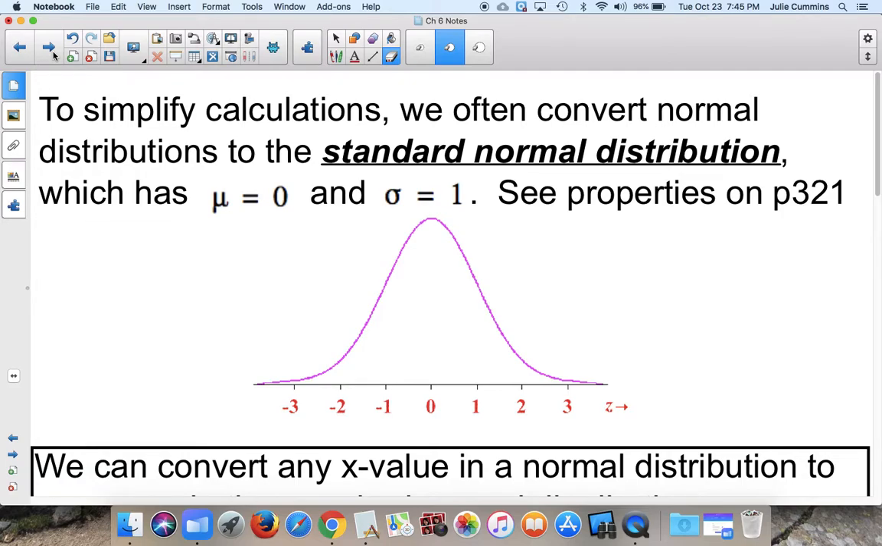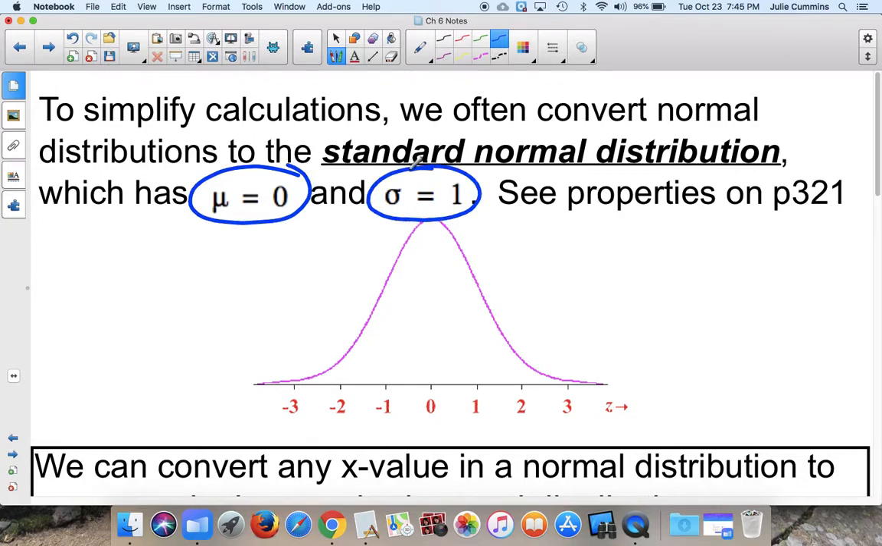So a really important idea with our calculations, in order to simplify them, we convert normal distributions to the standard normal distribution. So rather than having like the mean ACT score is 22 with a standard deviation of 2.6 or whatever that is, we can convert it to the standard normal distribution. The standard normal distribution has a mean of 0 and a standard deviation of 1. And this is what it looks like. Okay? The properties of it are listed on page 321. They're the same properties from the front side of this page.